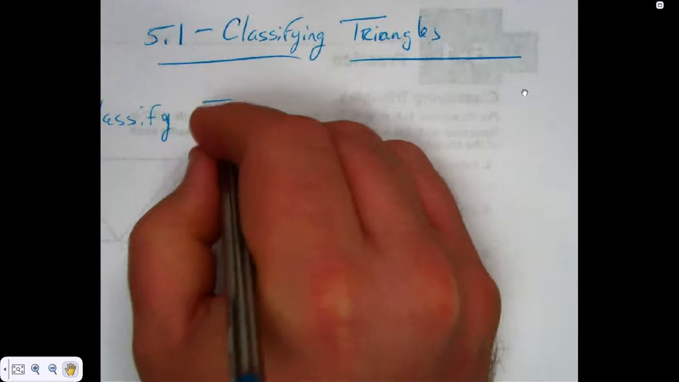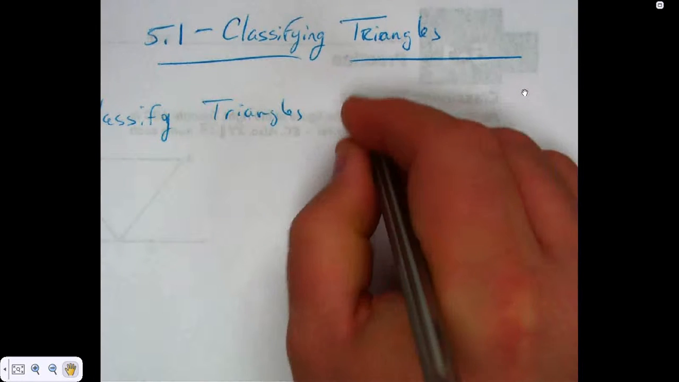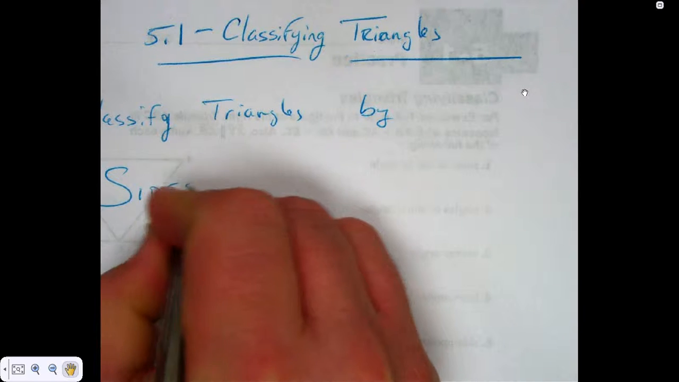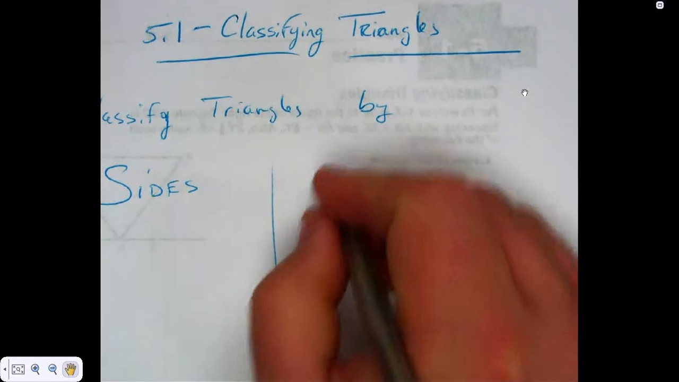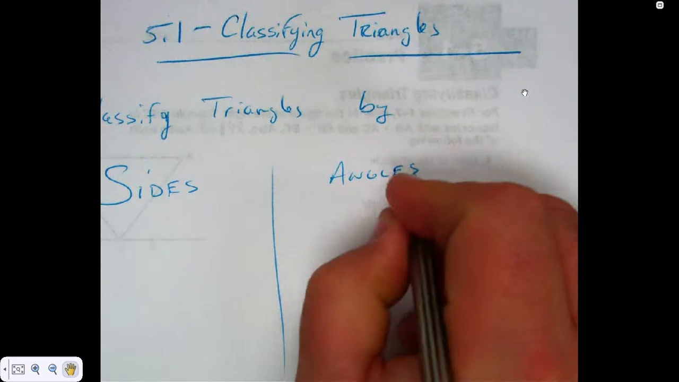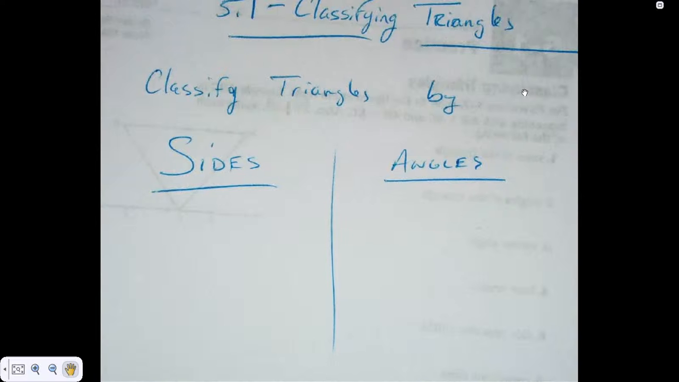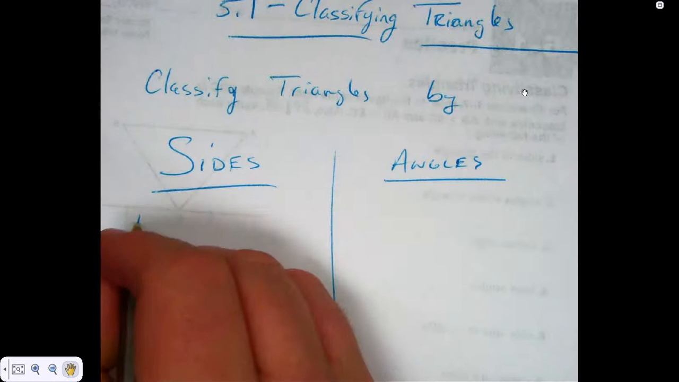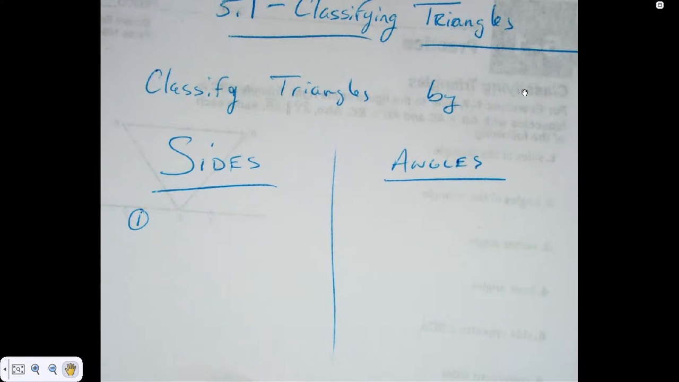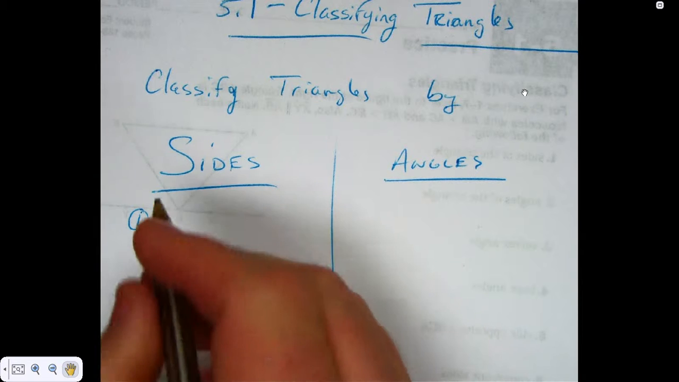Okay, something you've done a lot, right? We're going to classify them by their sides and their angles. There are three ways we classify them by sides. Is anybody, probably the one you guys actually don't know, it's the first one.